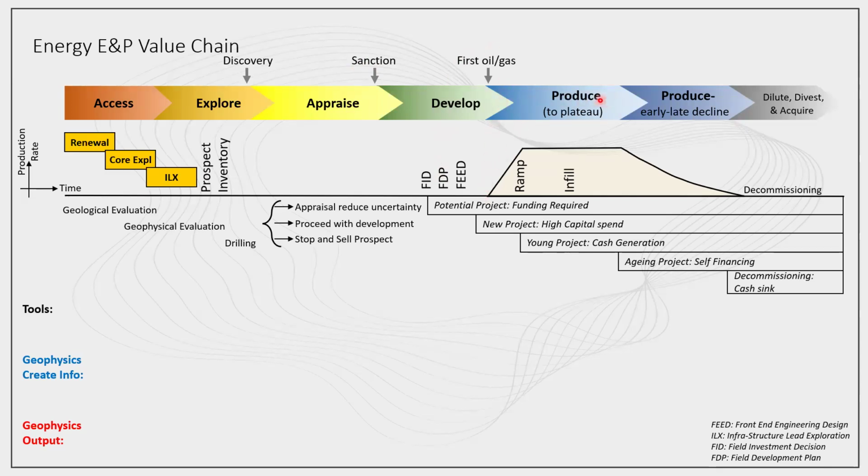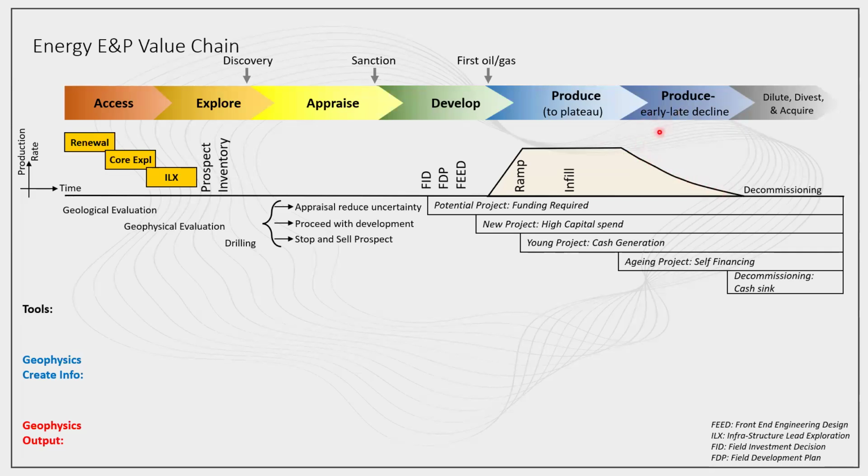This is where we start to produce. We have a ramp-up, then we will have the plateau, and then the decline. During the plateau, we keep infilling our resources with more wells to keep the plateau steady. And after a certain time, that field starts to decline.